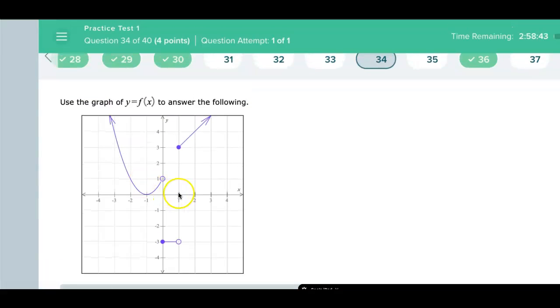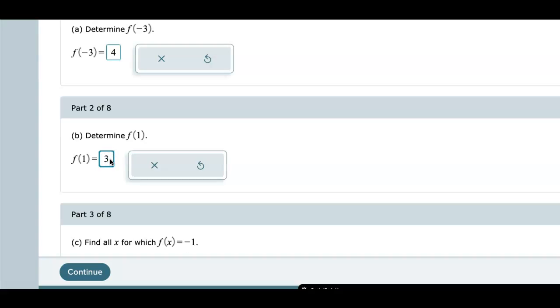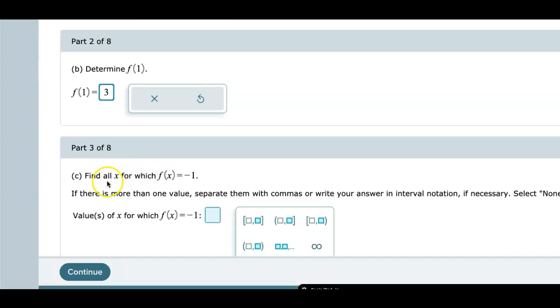When x is 1, I need to find the graph. But there's an open circle down here, and there's a closed circle here. So which one should we go with? We go with the closed circle of 3. So f of 1 is 3 because we have a closed circle at 1, 3. 3.